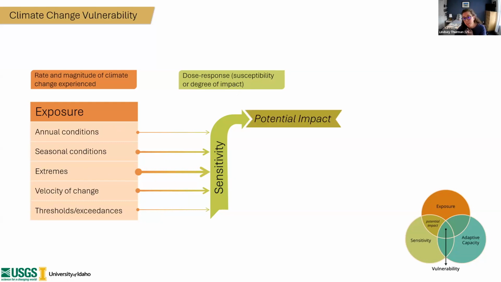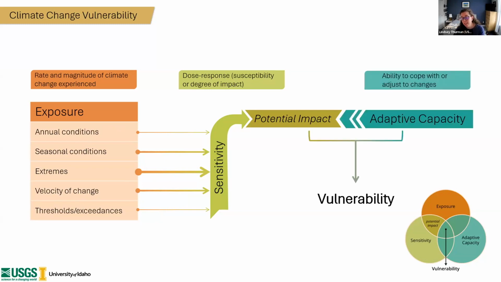Together, exposure and sensitivity combine to reflect the potential impact of climate change on the species. Adaptive capacity is this mediating factor. It is the species' ability to cope with or adjust to those changes. And when combined with that potential impact, that is the true or realized vulnerability of the species. Most of my work focuses on adaptive capacity. We've found that that's really the one piece that managers can leverage for managing species when it comes to climate change vulnerability.